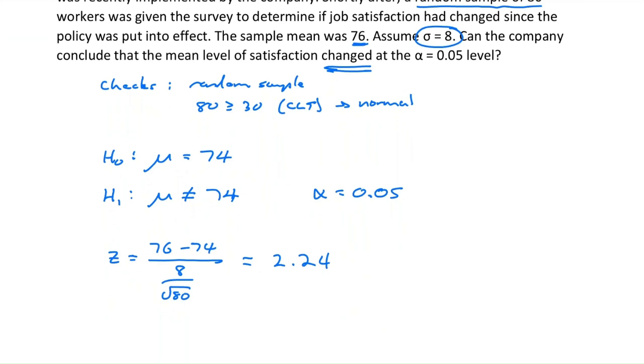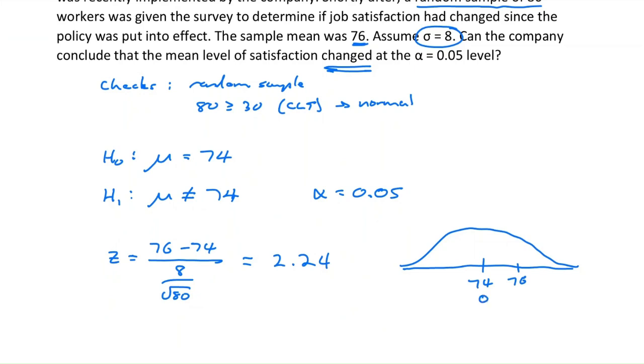Okay, now let me draw a picture before I go any further here, before we get into the actual table stuff. So again, 74 was the mean, 76 is the new result. Okay, so if I think of this in terms of standardizing, right? When we find Z, we have done what's called standardizing the value.